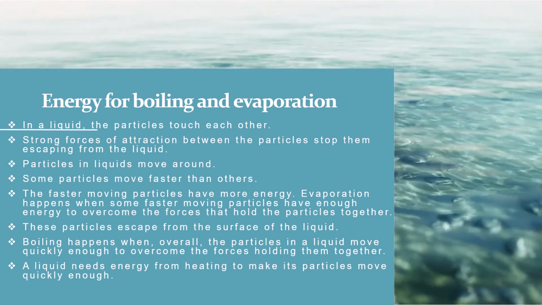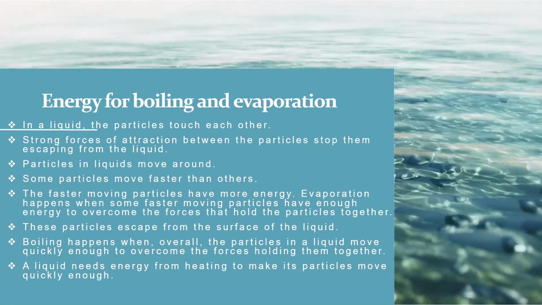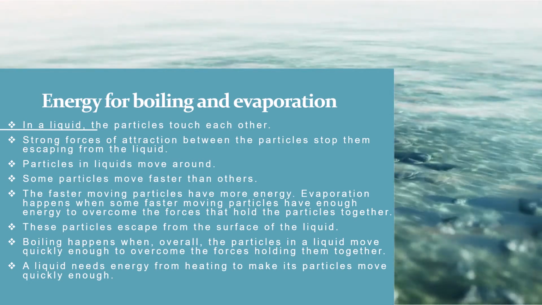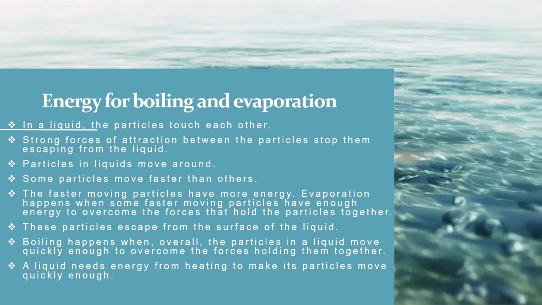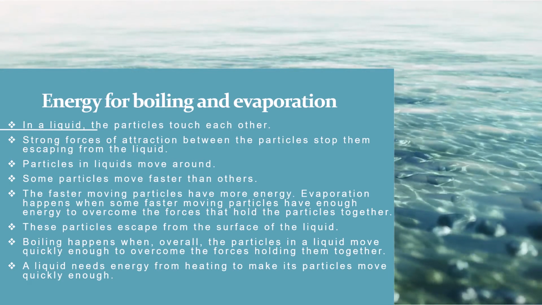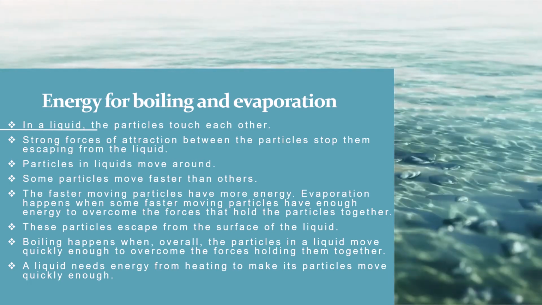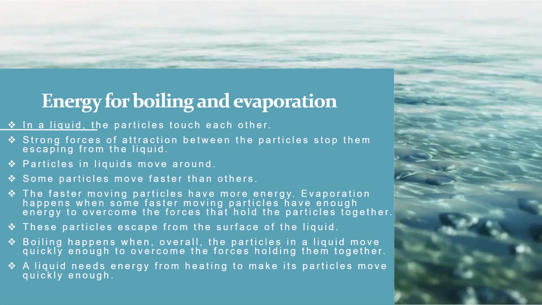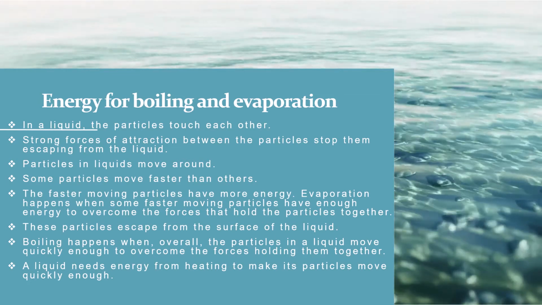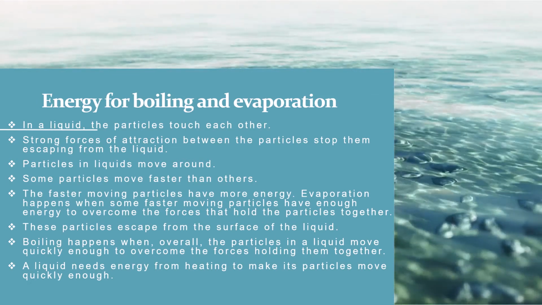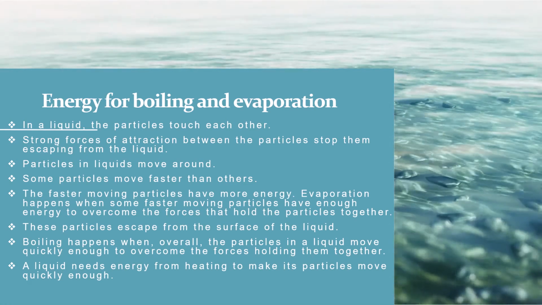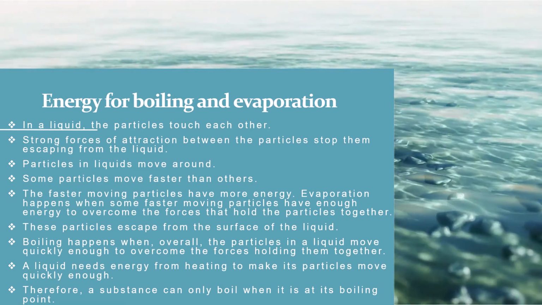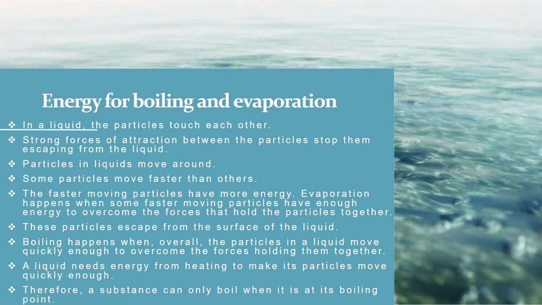You can see when you're boiling water, there are bubbles coming from the bottom part of the pan, where you have placed the water. A liquid needs energy from heating to make its particles move quickly enough. If the liquid does not get heating and the particles don't move quickly enough, boiling and evaporation cannot happen, because we need energy for boiling and evaporation to happen. If there's no heating, there's no energy coming from heat, so how can it happen? It's impossible. That's why we use heat for evaporation and boiling. Therefore, a substance can only boil when it is at its boiling point.